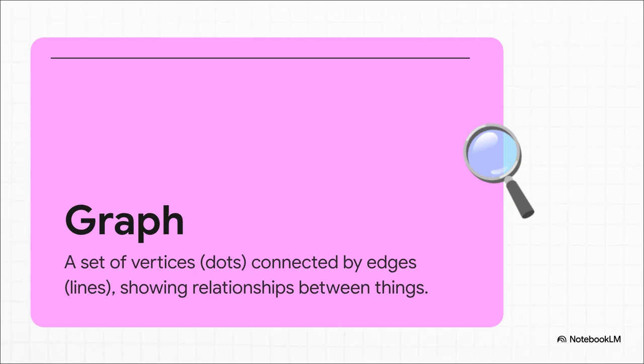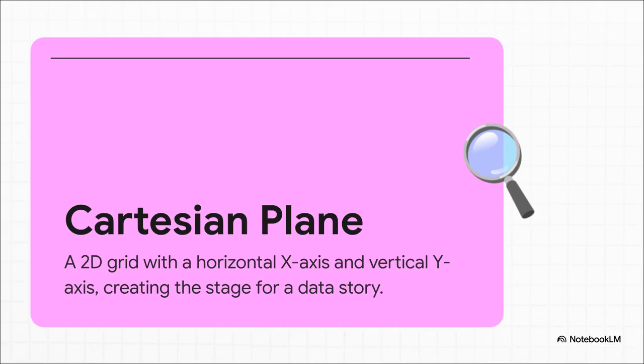showing us the relationship. And the stage where this whole data story plays out? That's the Cartesian plane. It sounds fancy, but it's really just that simple grid you remember from school, with a horizontal x-axis and a vertical y-axis. This basic structure is the foundation for almost every chart we're going to talk about.